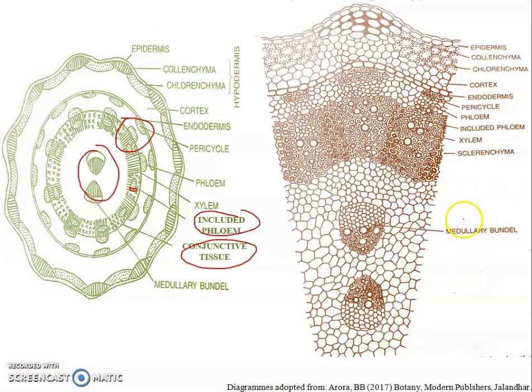So here is the old stem, the detailed structure of this diagram. Here in this case, patches of included phloem are present, and this is the sclerenchyma. This means the conjunctive tissue, and these medullary bundles remain as leaf traces.